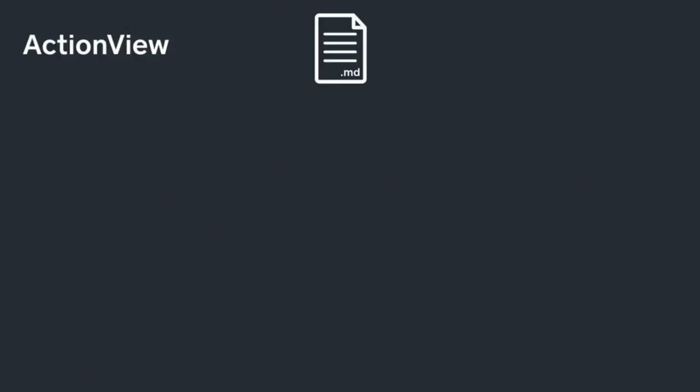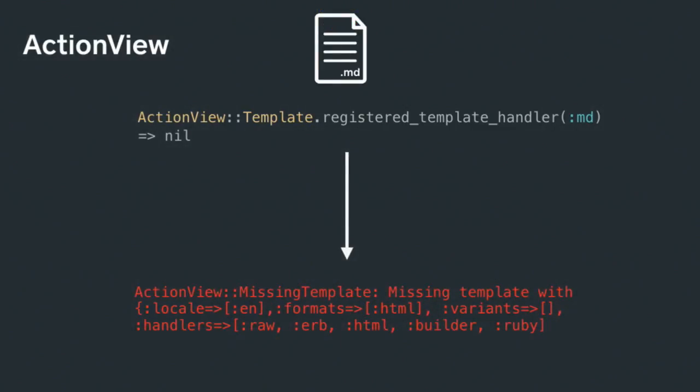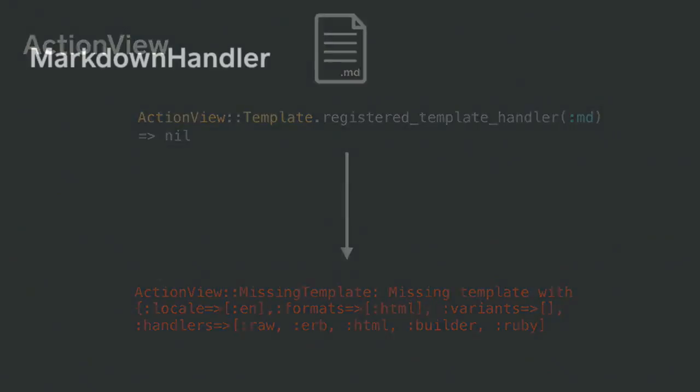On the other hand, we want to render a .md file. So what happens in this case? Again, ActionView will try to find the template handler for the .md extension. But this time, it finds nothing. Yep, which is why we got that error. ActionView doesn't have any handlers by default to render Markdown. It only comes with the ones in the bottom row. So in order to render Markdown files like we want to, we have to roll our own.